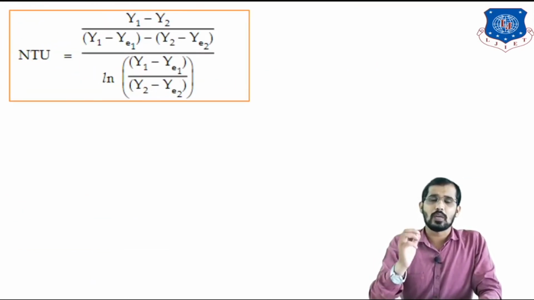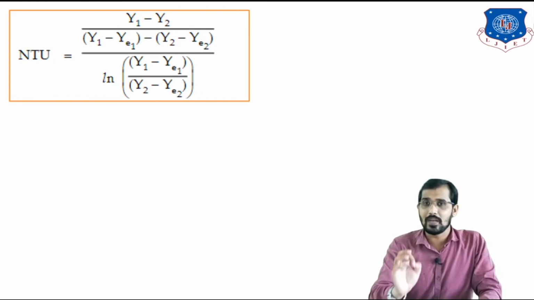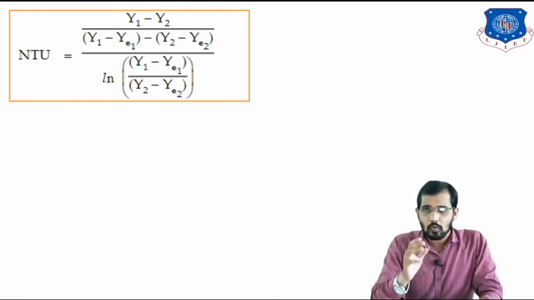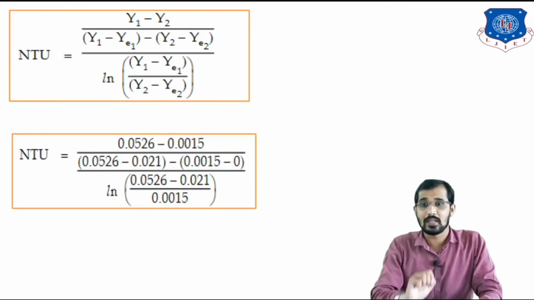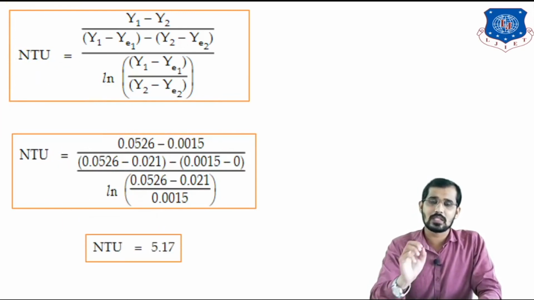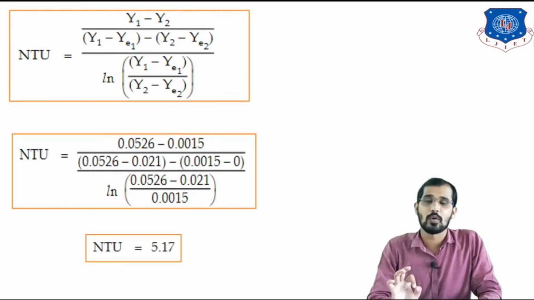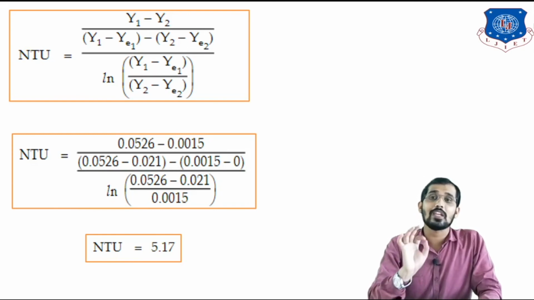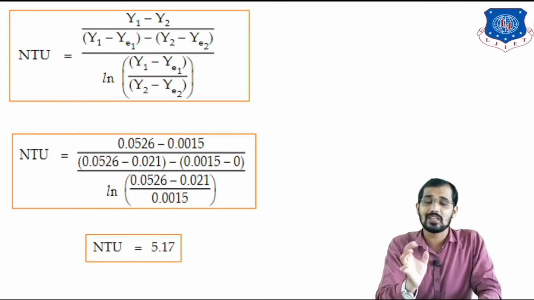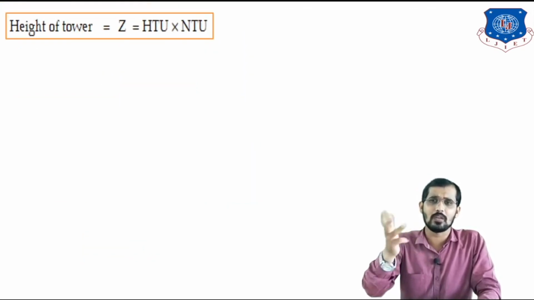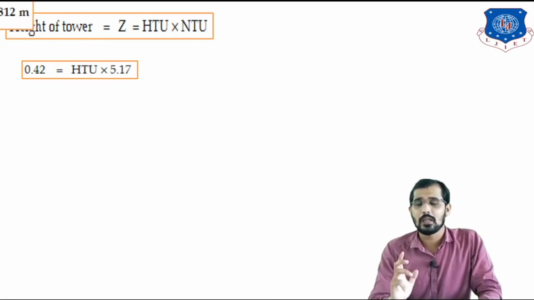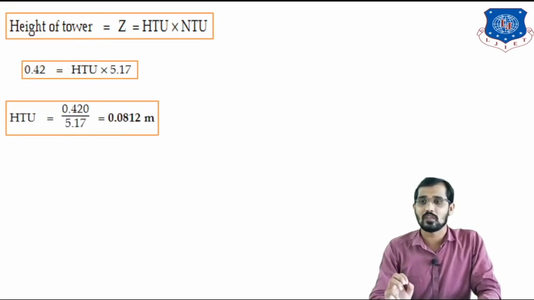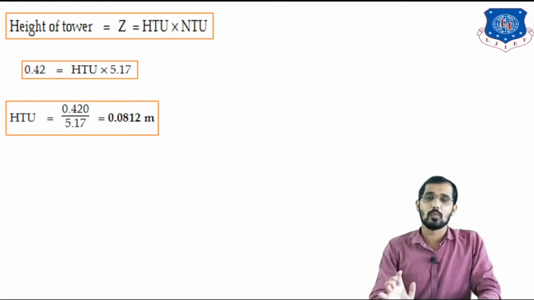After that, just find out NTU by using this relation. I have explained all this concept a few minutes ago, that Y1, Y2, all these are on a solute free basis. Just put all these values that we have calculated in the previous slide, and you will get it like this. After that, by using this, we calculate NTU, that is 5.17. Now, we have to calculate HTU, the height of the transfer unit, which is the requirement of this question. Just put this value in the packing height, Z is equal to HTU into NTU, and finally, by using this relation, we can calculate HTU is equal to 0.0812 meter.